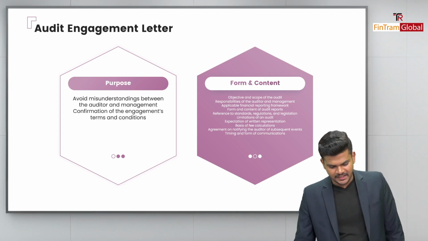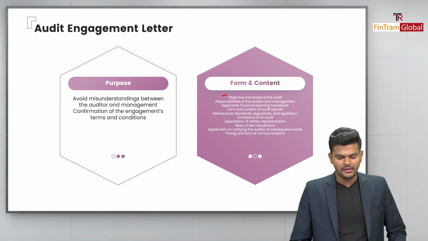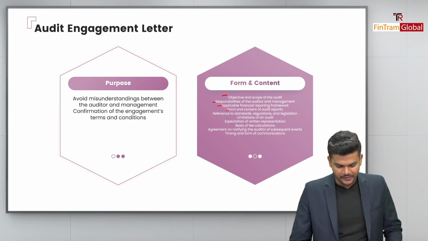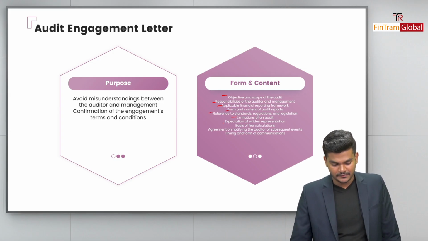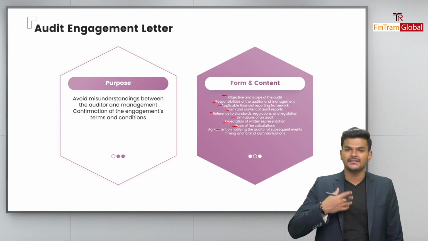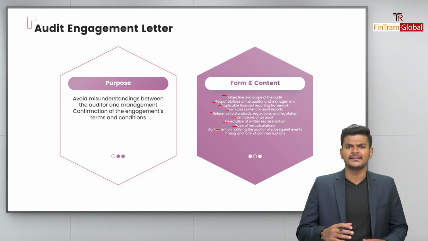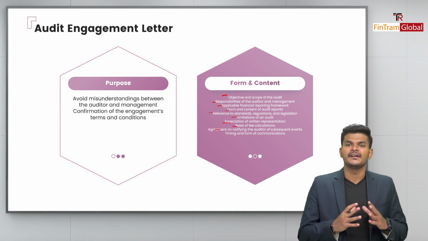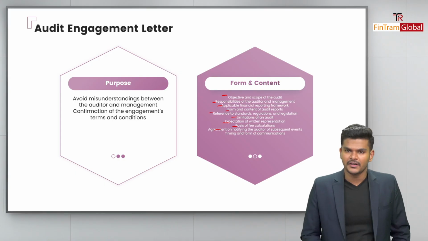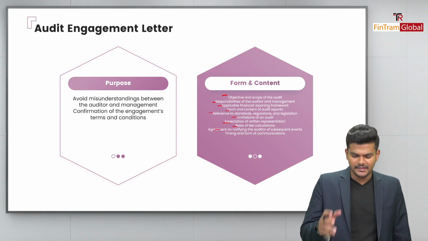And then what is the form and content? Well, we have the objective and scope of the audit, the responsibilities of the auditor and the management will be mentioned, the applicable financial reporting framework will be mentioned, the form and content of the audit report, and the standards, the limitations of the audit, any expectations of written representation, the basis of calculating the fee, all these things will be mentioned within the audit engagement letter itself. Okay, folks, and it can be used as tangible evidence in court regarding the conditions that have been agreed by both parties, that is the client as well as the audit firm, to put it simply. Okay, folks, this is what the audit engagement letter is.